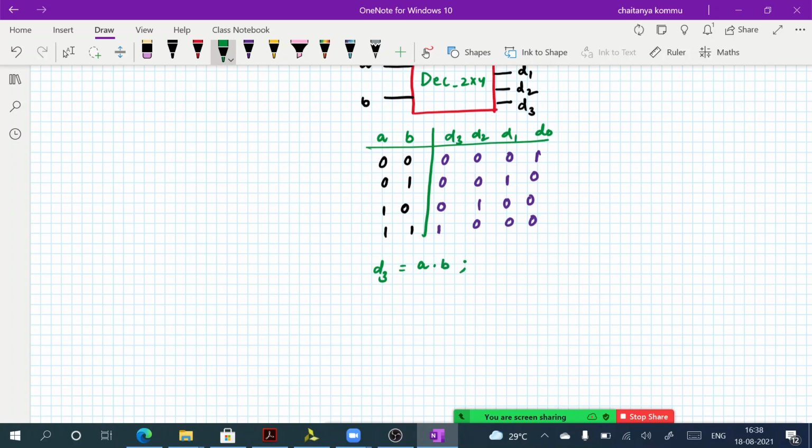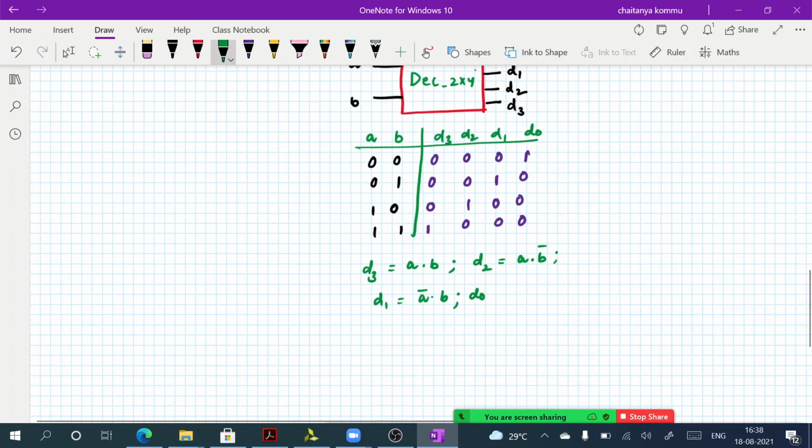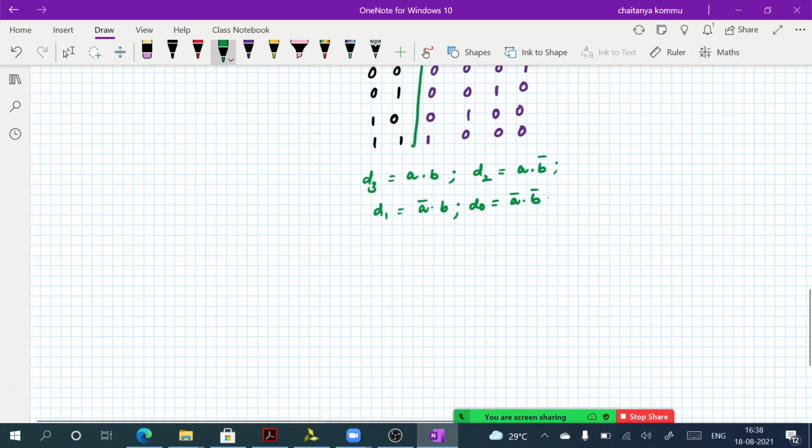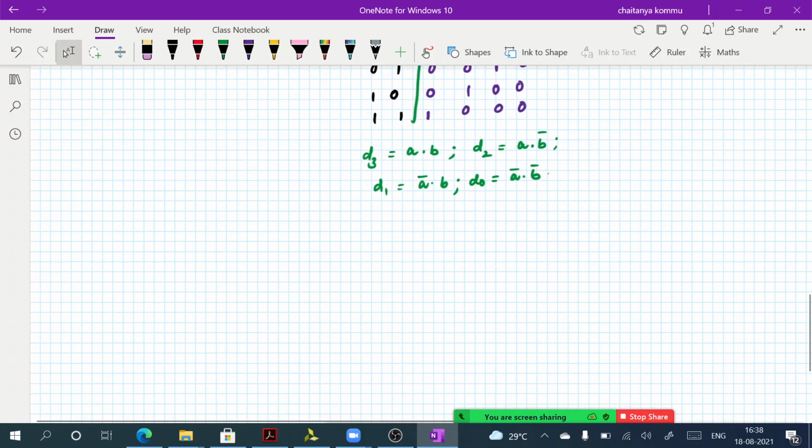That's what we know. What is D2? D2 is nothing but A into B bar. What is D1? A bar into B. What is D0? A bar into B bar. Okay, so these are the equations. From this we can develop the gate level circuit.